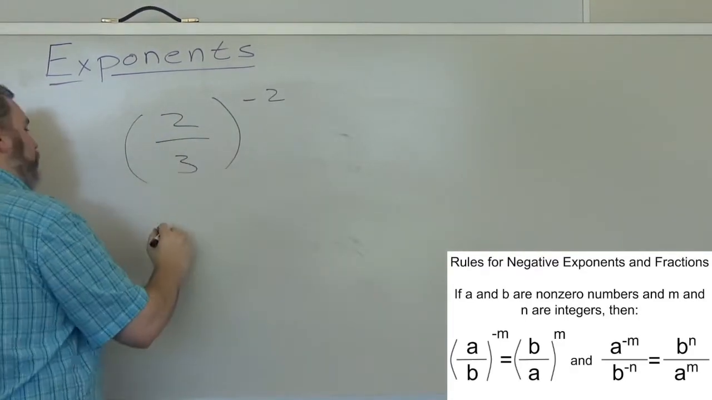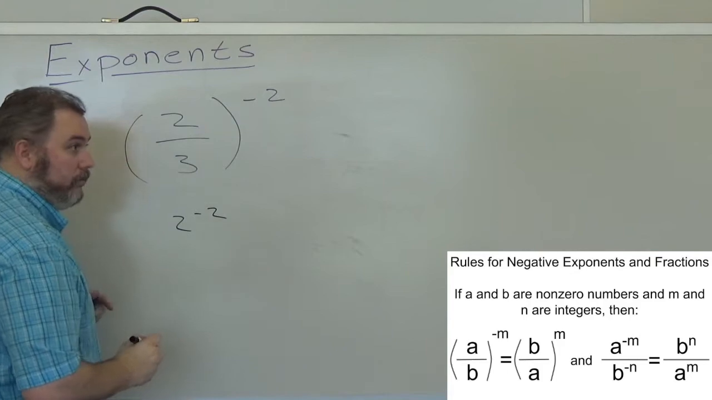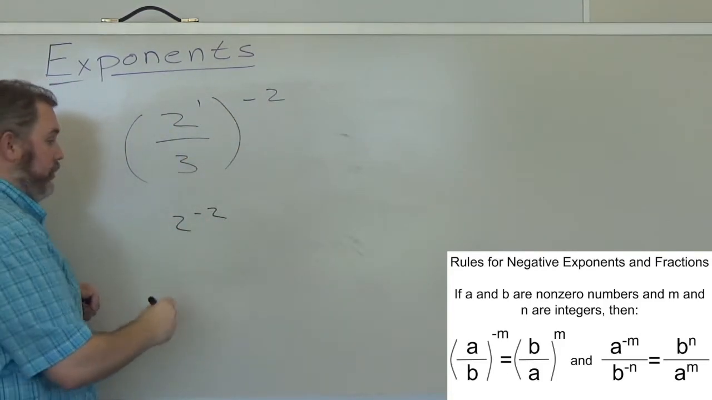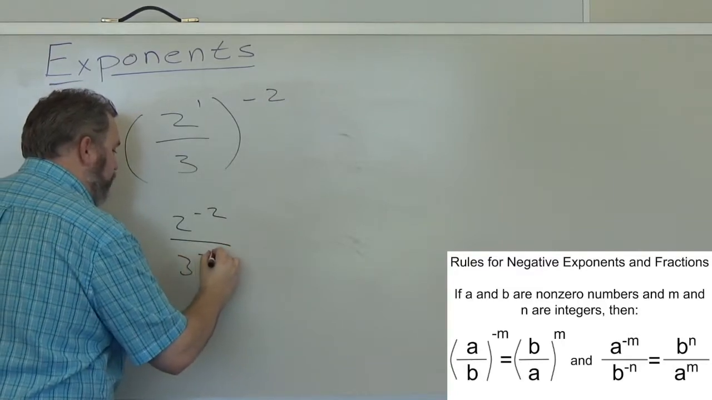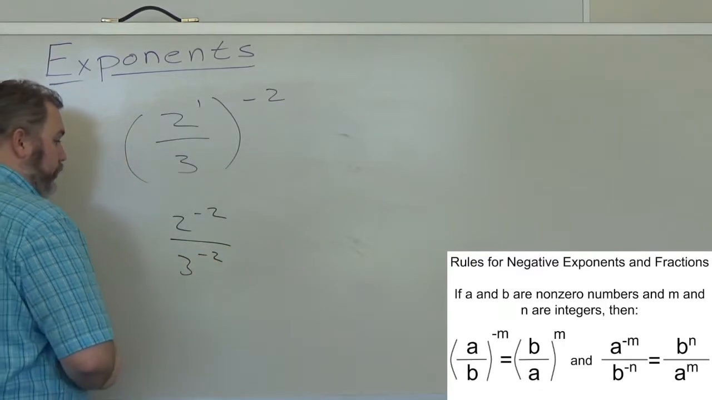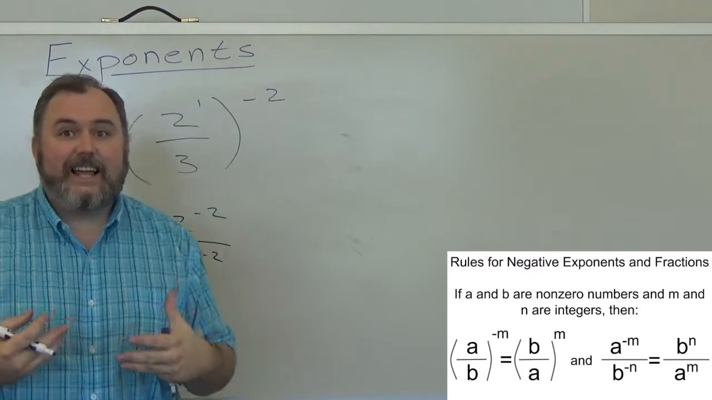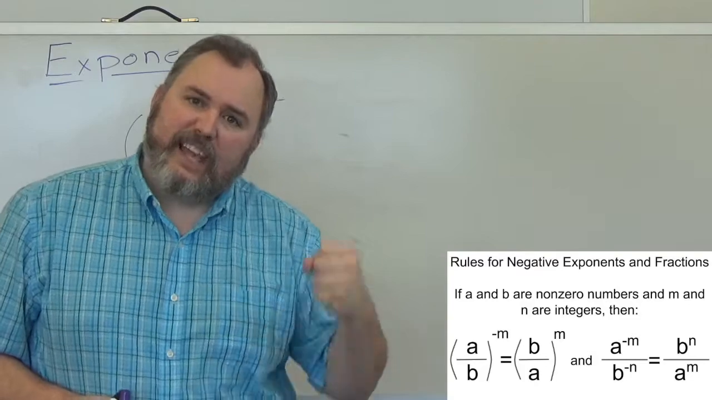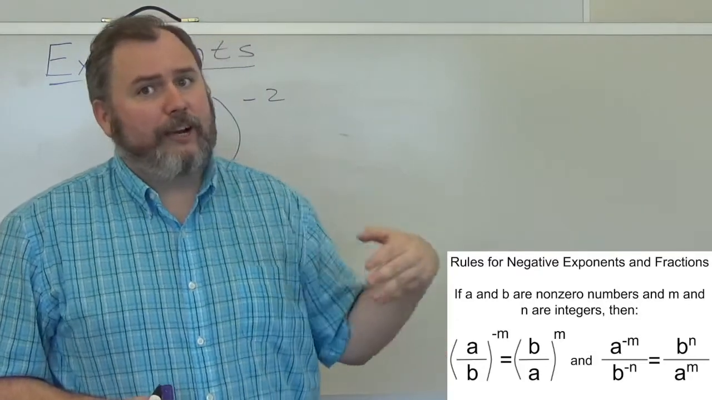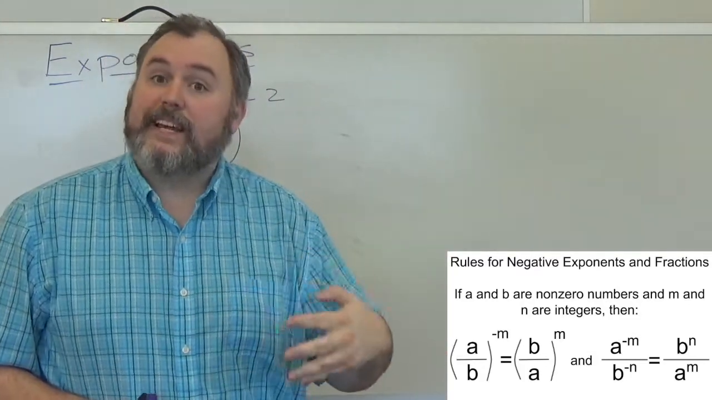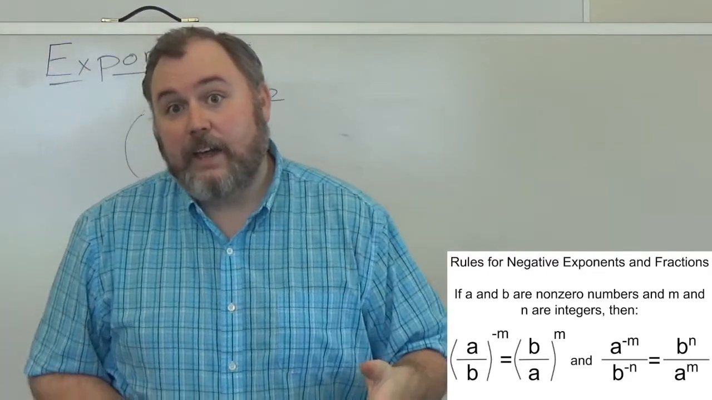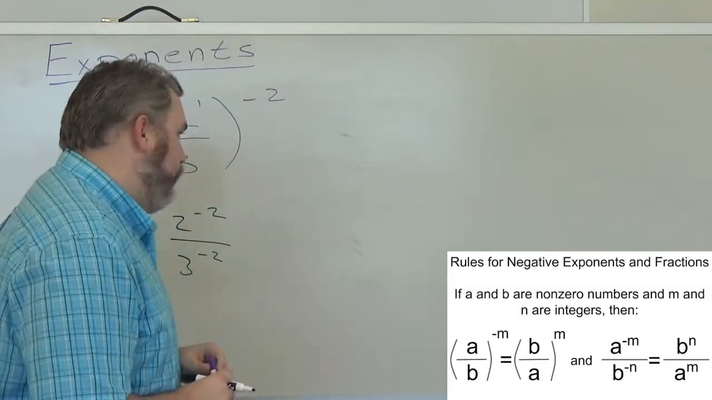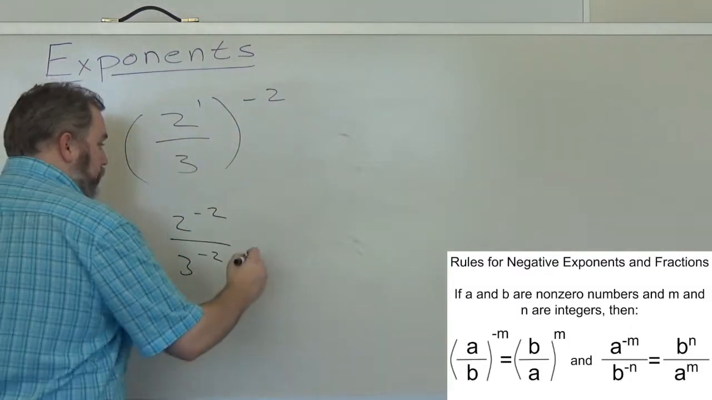I know that this is going to be 2 to the negative 2 power, because this is technically a 1 here. 1 times negative 2 is negative 2. And I know that this is going to be 3 to the negative 2 power. All right? Well, just like before, I don't like negatives. Because I don't like negatives, if it's in the numerator, I'm going to put it in the denominator and drop its negative attitude. And if it's in the denominator, I'm going to push it up into the numerator and get rid of its negative attitude. So I can rewrite this.